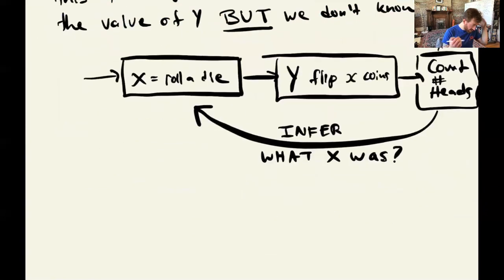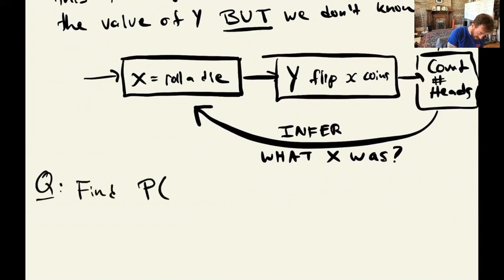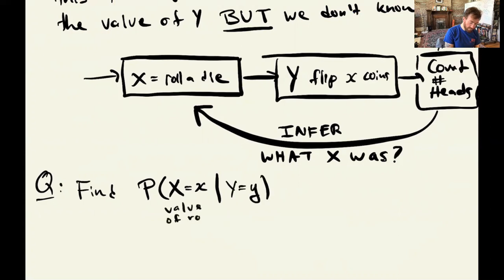So just as a reminder, here we have to use essentially Bayes' rule. So the question is, let's find the probability that capital X equals little x, given the information that capital Y equaled little y. So this was, again, the value of the roll. And this over here was the number of heads observed.